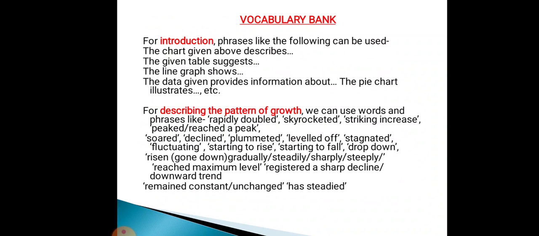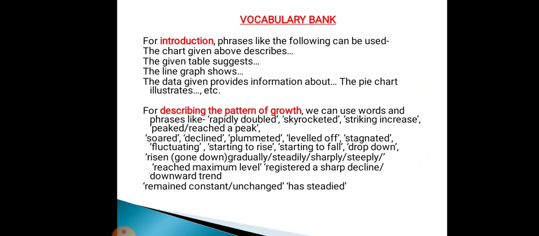For describing the pattern of growth, you can use words like rapidly doubled, skyrocketed, striking increase, peaked, reached a peak, soared, declined, plummeted. Plummeted also means declined. Leveled off, stagnated. So if there is no rise or fall in the values, then you can say that that value has stagnated. But on the contrary, if there are lots of ups and downs in the graph, then you can say that the values are fluctuating.